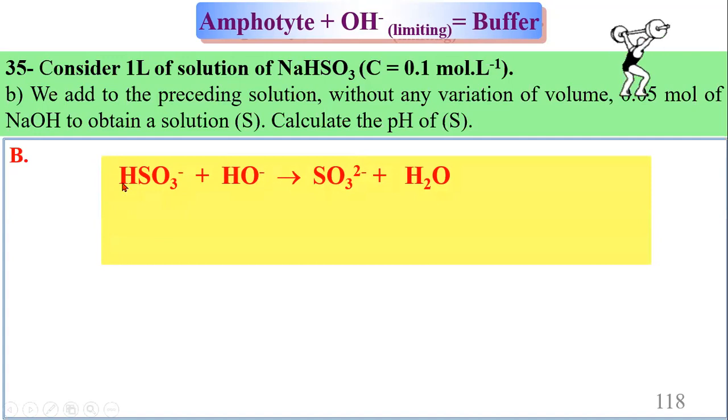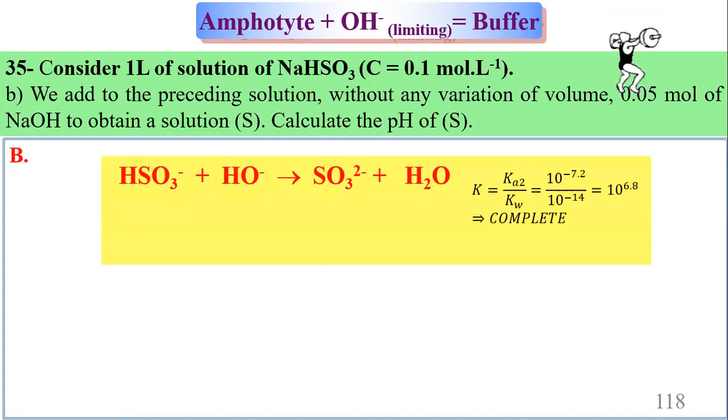Can it react? Yes, it has a proton. So this OH picks up the proton, it becomes SO3 2 minus and water. What about this reaction? Regardless whether it is complete, as long as I have OH minus as a reactant, guys, you will put a one-way arrow. Nonetheless, this is a complete reaction.